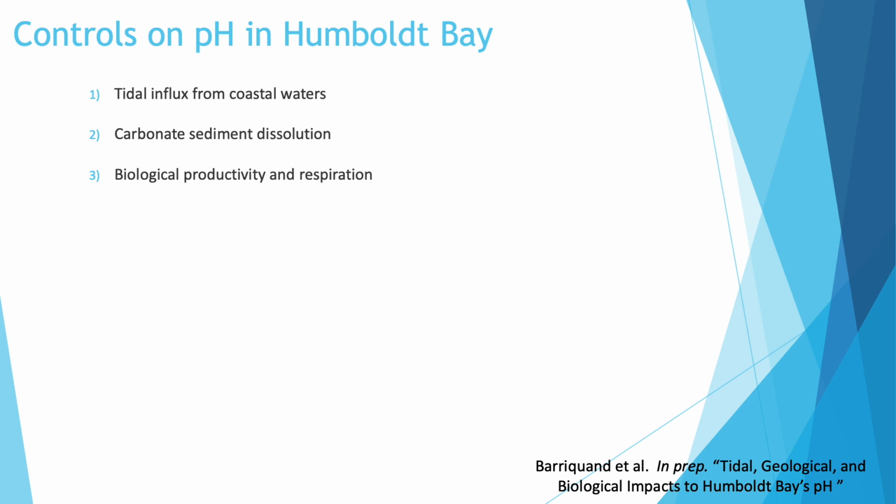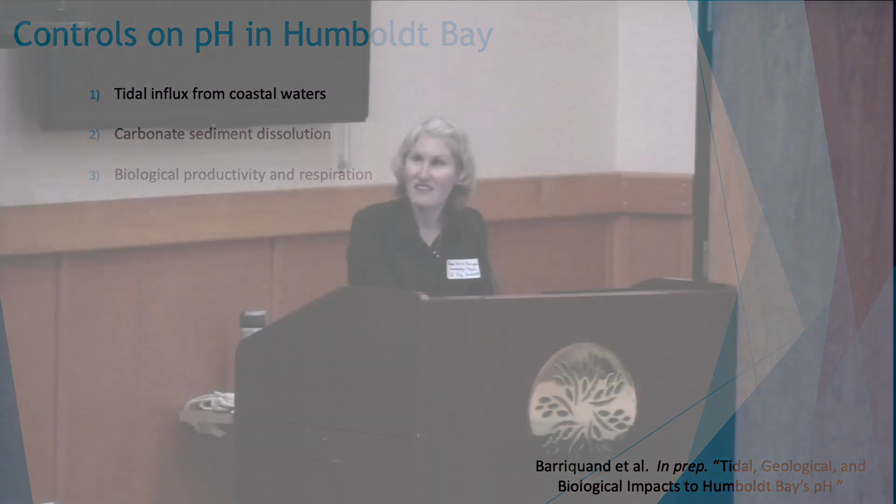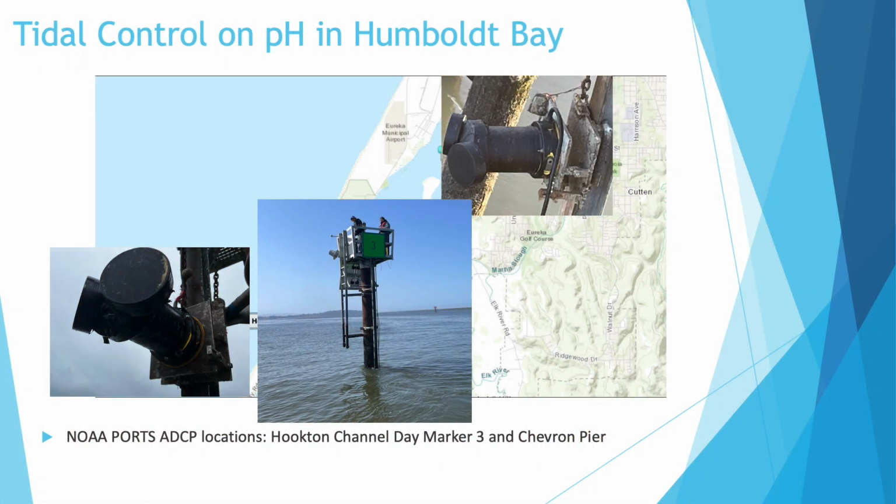All right, so that big control of the tidal influx from coastal waters is why we're focusing on the tidal controls of the currents in the bay. The two stations that we're using right here are NOAA PORTS stations. PORTS is the Physical Oceanographic Real-Time System. And we have two stations, one at Chevron Pier and one at Hookton Channel Marker 3.